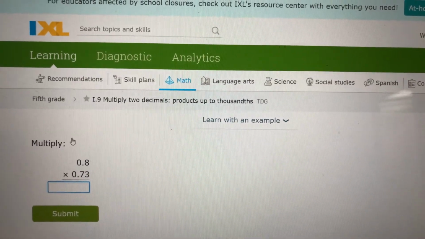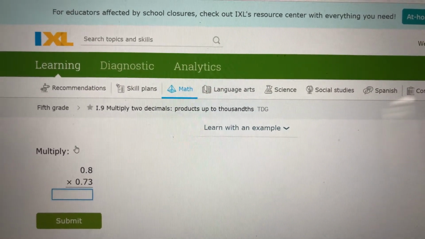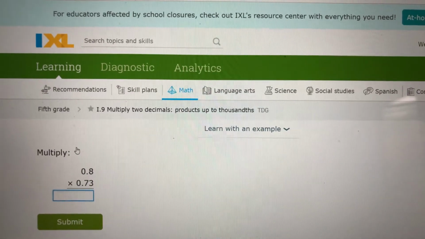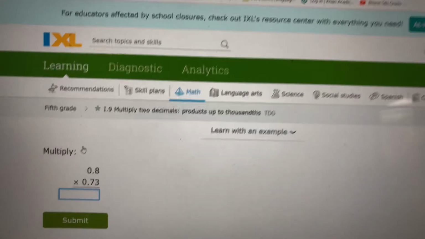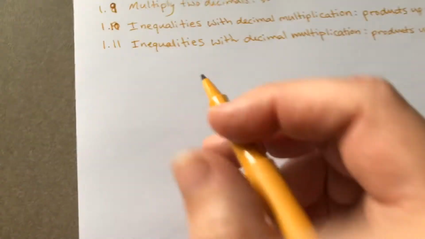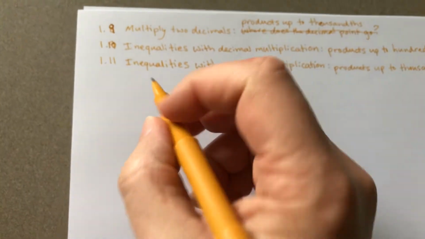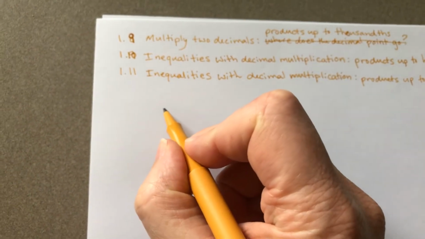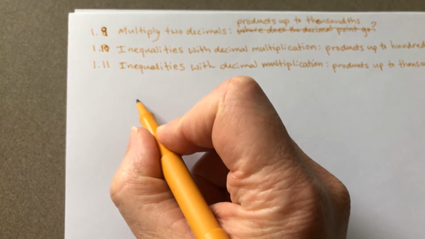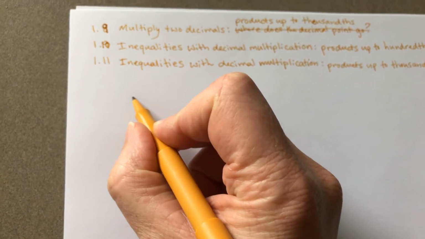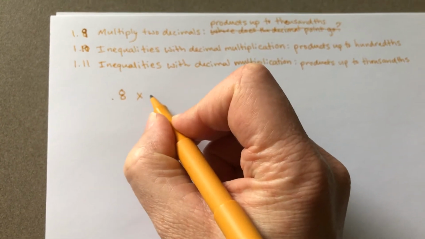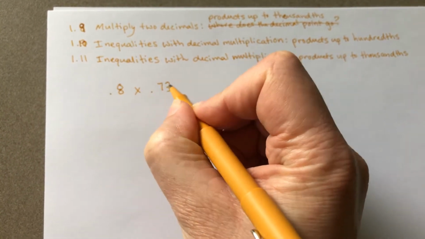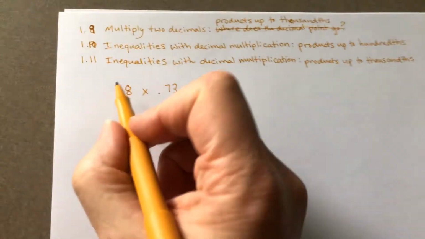So you notice in our equation here we have 8/10ths times 73 hundredths. So how do we do this? Well, we just multiply, okay? So you're really getting your multiplying chops up right now. You also want to put the larger number on top, okay? So we have 8/10ths times 73 hundredths.